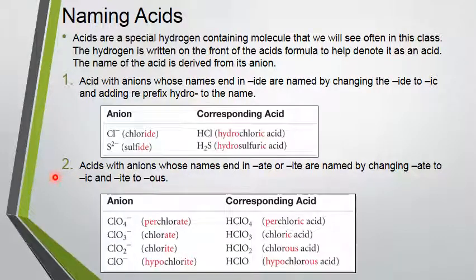Okay. The other type of acids, acids with anions whose names end in "ate" or "ite", are named by changing the "ate" to "ic" and "ite" to "us." I know that sounds crazy, but it's just some general rules. So the perchlorate ion, we would call it perchloric acid. Chlorate ion, we would call it chloric acid. Chlorite ion, we would call chlorous acid. And the hypochlorite ion, we would call hypochlorous acid. So the "ites" turn to "us", "ates" turn to "ic."